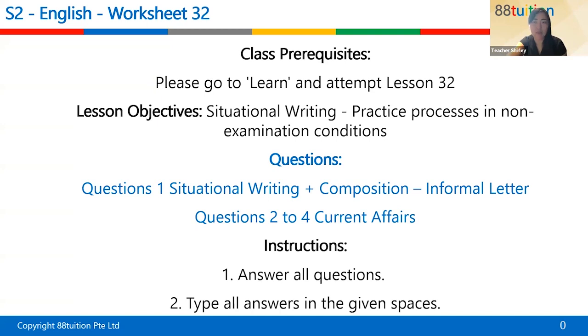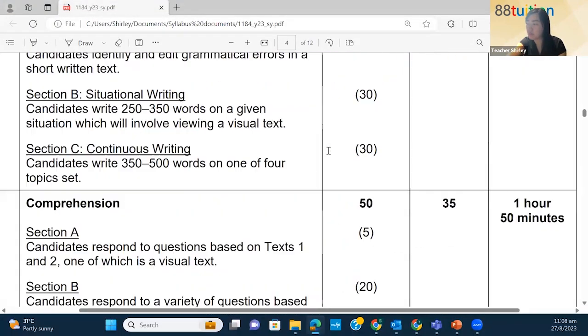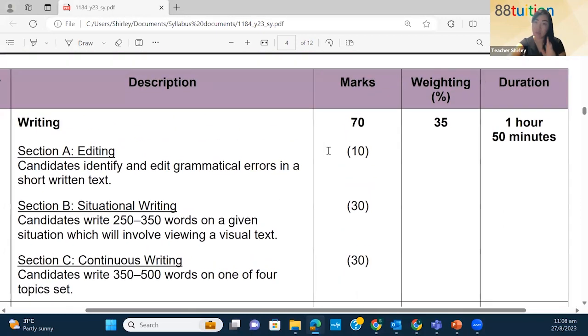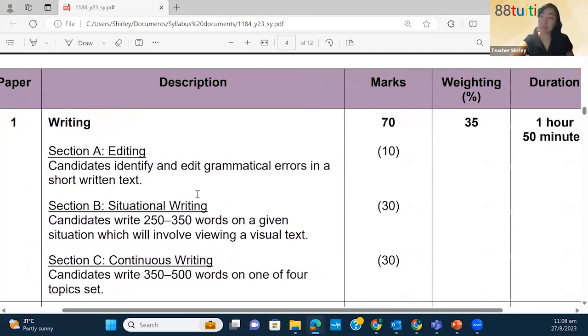Okay, I will just share with you the syllabus document. I think you all are very familiar with it by now. So like I was saying, you only have 1 hour 50 minutes for 3 components in your paper 1. So situational writing falls under paper 1.